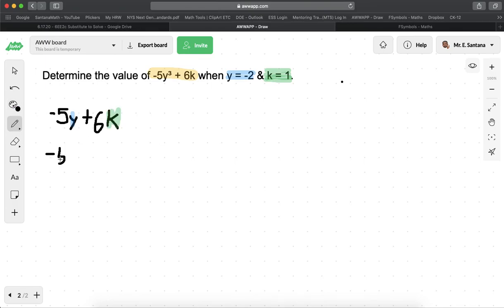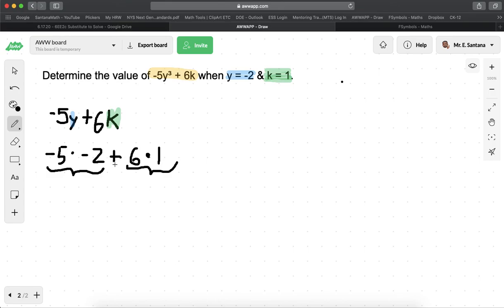It's -5 times y, and we know that y is -2, plus 6 times 1. That's what we get. So we're going to follow PEMDAS yet again. There's no parentheses, so I don't have to worry about that. There's no exponent, so I don't have to worry about that either. So I do have multiplication, and we're going to do each multiplication here.